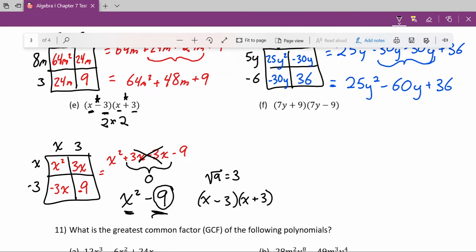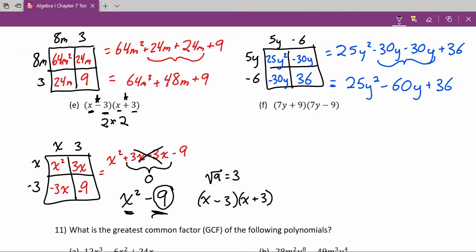So I know what you're thinking right now. F sure looks a lot like E. So notice it's 7y plus 9 times 7y minus 9. So really what we're looking at here is I'm going to take a shortcut. Notice that the first term in E just squares. So x times x was x squared. So what we're going to do is, and try and follow me along, this is something new. We know that these 9s are going to cancel in that middle term.